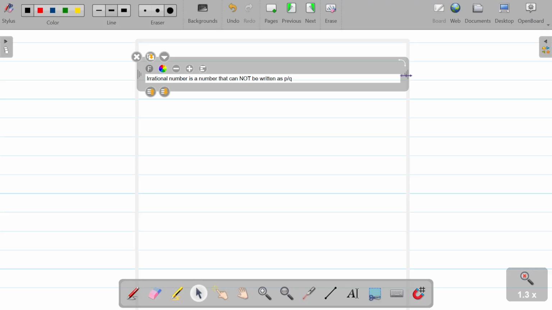But back to irrational numbers. Irrational numbers are going to be real numbers, right? And in fact, I should probably add that. Irrational numbers are real numbers that cannot be written as P over Q. That's important to bear in mind. So what is a real number? We'll talk about a real number very shortly.